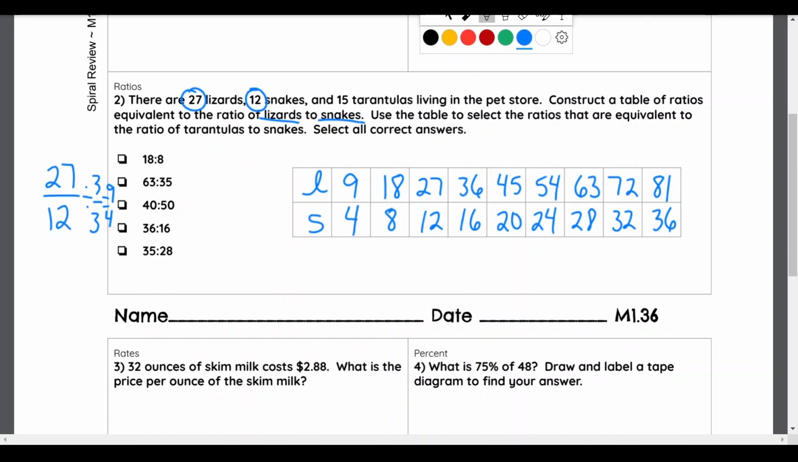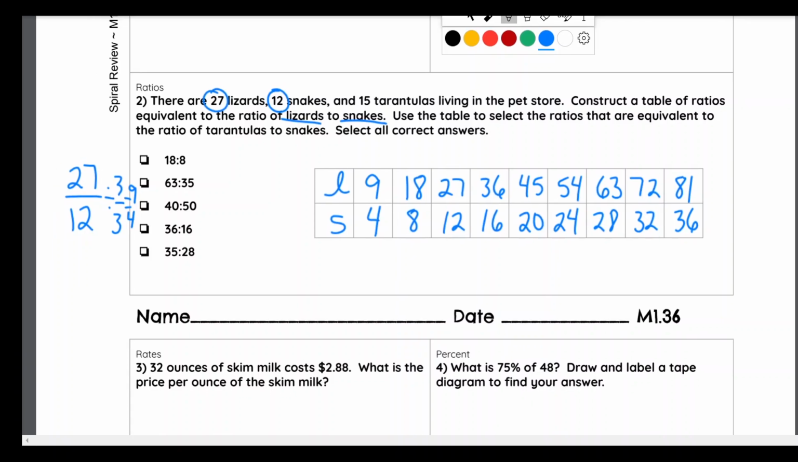All right, first ratio on the list over here is 18 to 8. So I'll come over and see, do I have 18 lizards with 8 snakes? And I do. Next is 63 lizards with 35 snakes. So I have 63 lizards, but not 35 snakes.